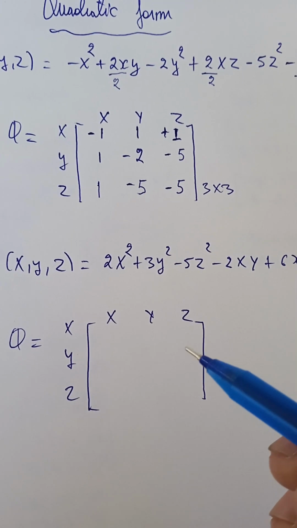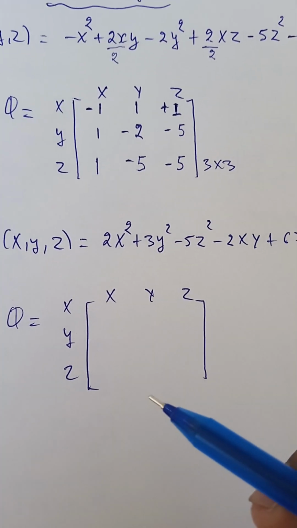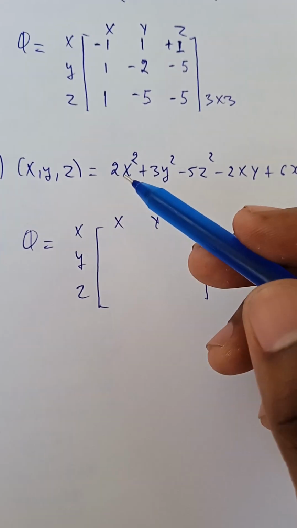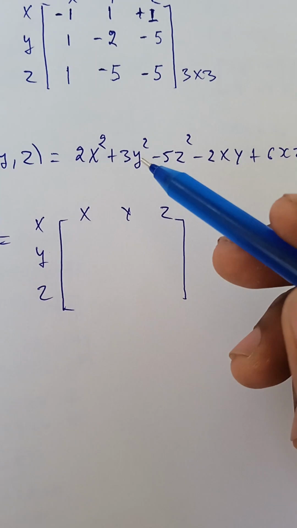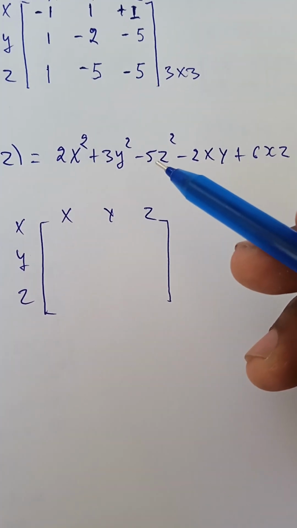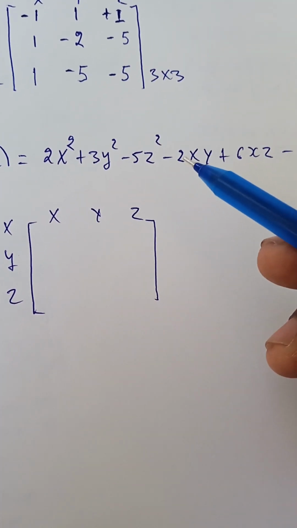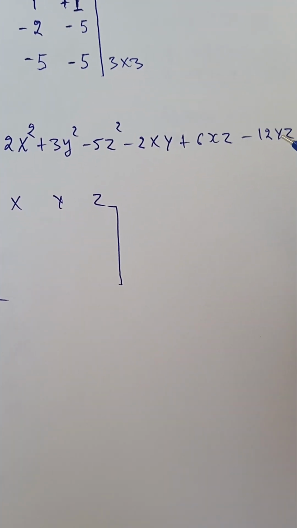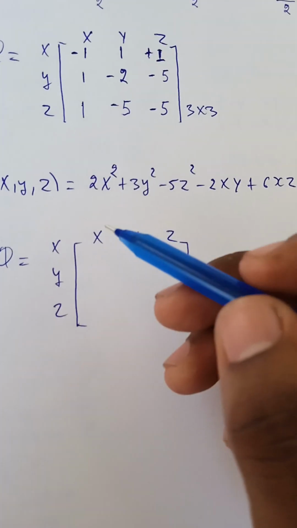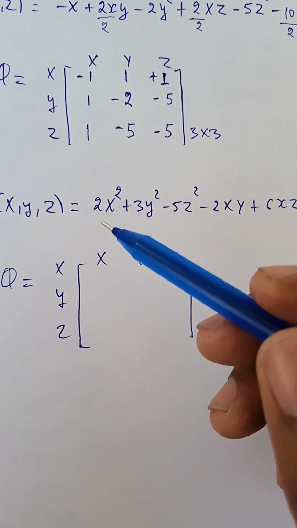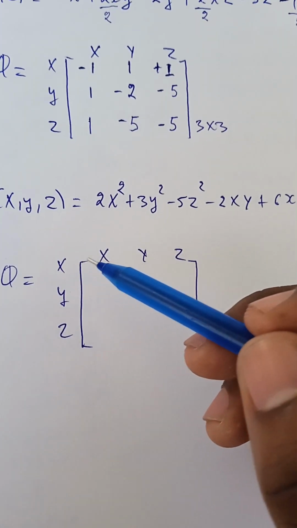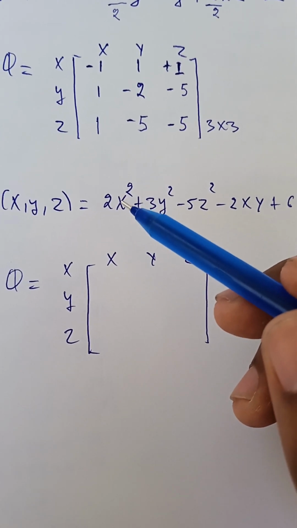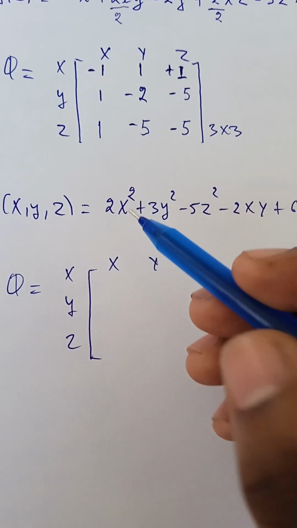So guys, we're going to see the second question. The quadratic form is equal to 2x squared plus 3y squared minus 5z squared minus 2xy plus 6xz minus 12yz. As we saw in the first example, it's the same logic. Here we have x and x. X times x is x squared. The coefficient of x squared is 2. We put 2 here.